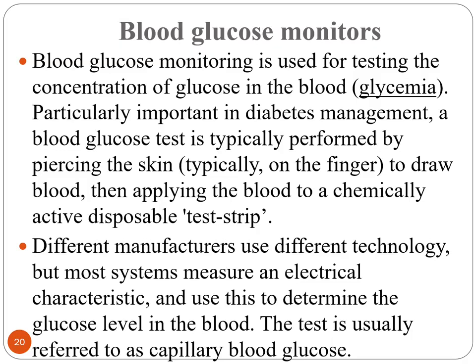A blood glucose test is typically performed by pricking the skin, typically on the finger, to draw blood, then applying the blood to a chemically active disposable test strip. Different manufacturers use different technology, but most systems measure electrical characteristics and use this to determine the glucose level in the blood. The test is usually referred to as capillary blood glucose.